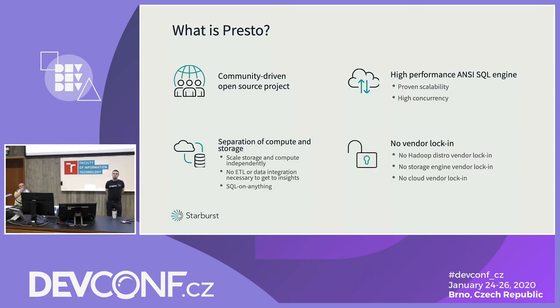Another thing is that Presto allows you to not be locked in with any specific cloud vendor or vendor at all. So Presto is Hadoop distro agnostic. It's not tied to any big Hadoop distribution. Because it supports multiple storages, you are also not locked in within the storage. So you can read from S3, Google Cloud Storage, Azure Storage, and so on. So if you want to move from one cloud to another, Presto also is a good choice here because you can have a common interface to your data independently of where your data lives.